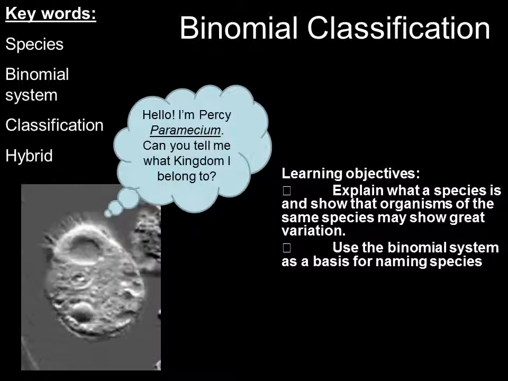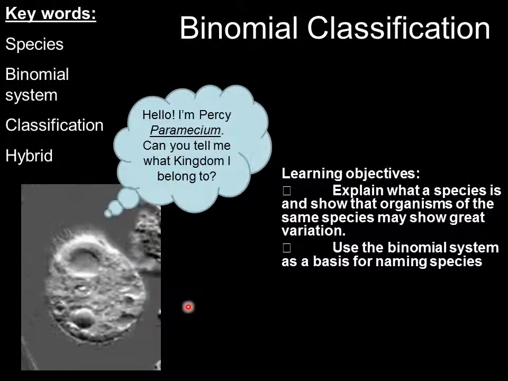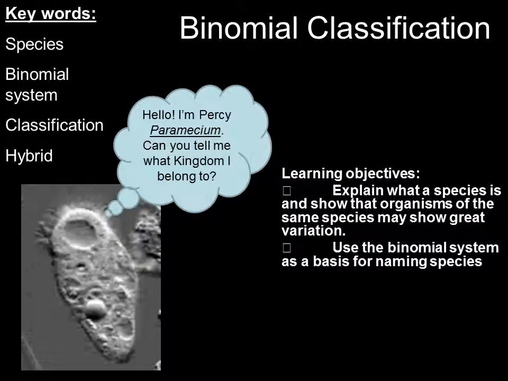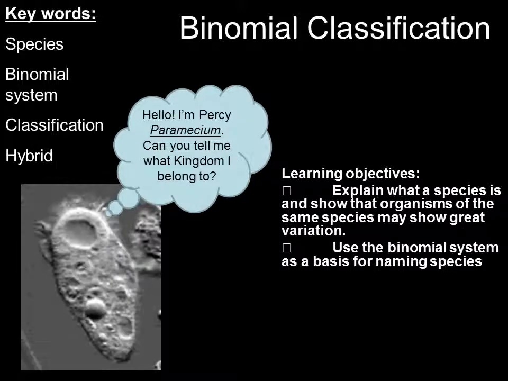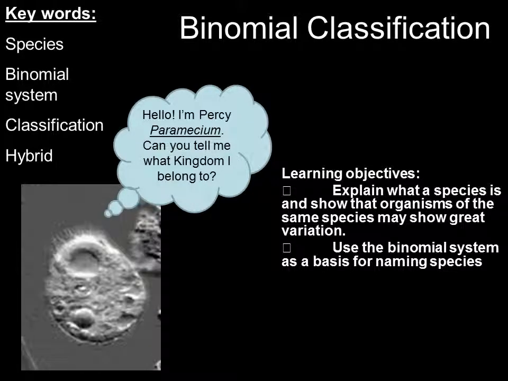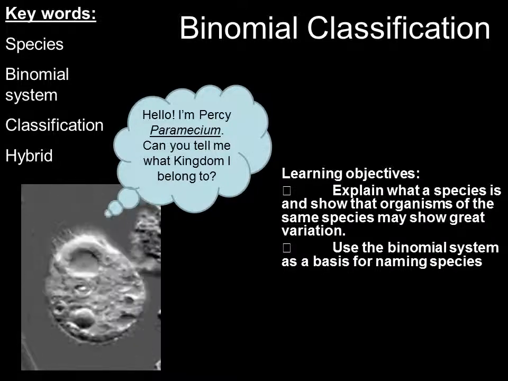Equally, because it's unicellular, it can't be a member of the multicellular kingdoms, so it can't be a member of animals, plants or fungi. So this little organism belongs to the kingdom Protoctista, or the junk drawer kingdom.